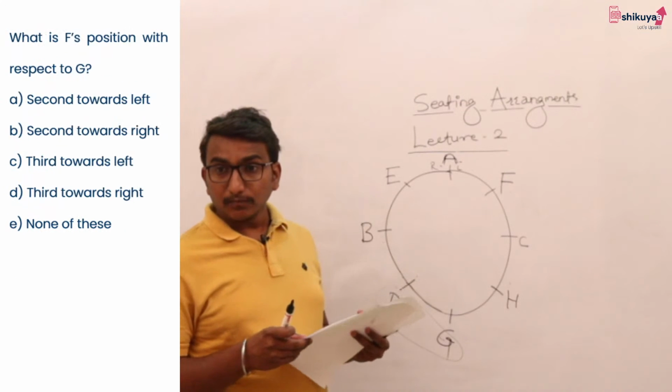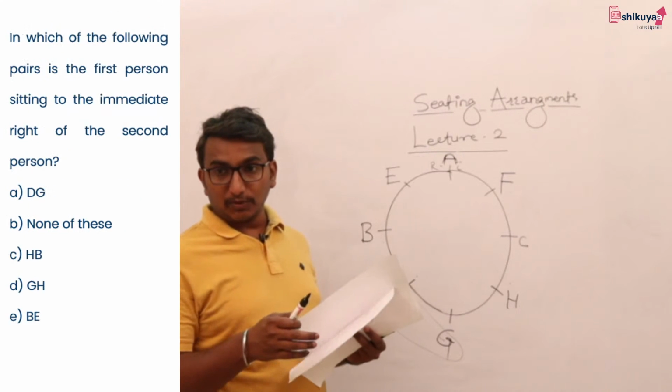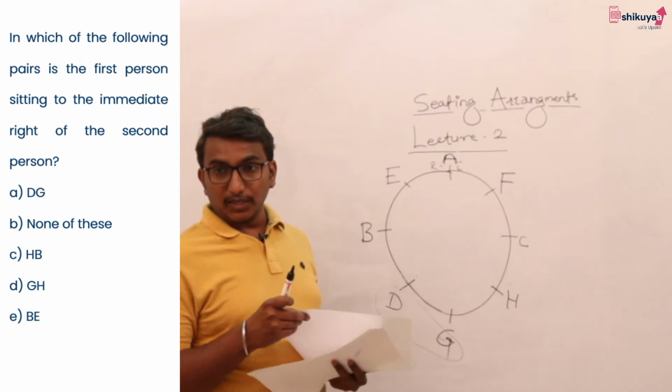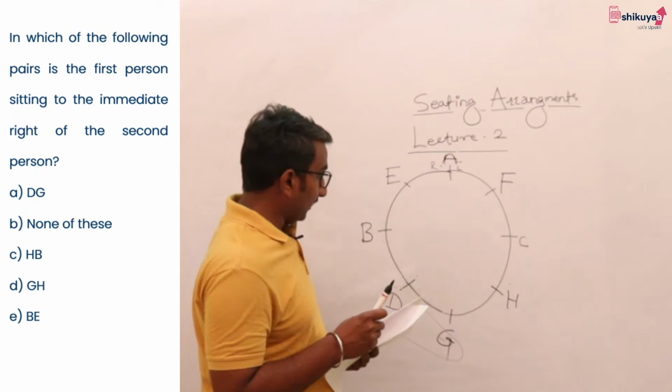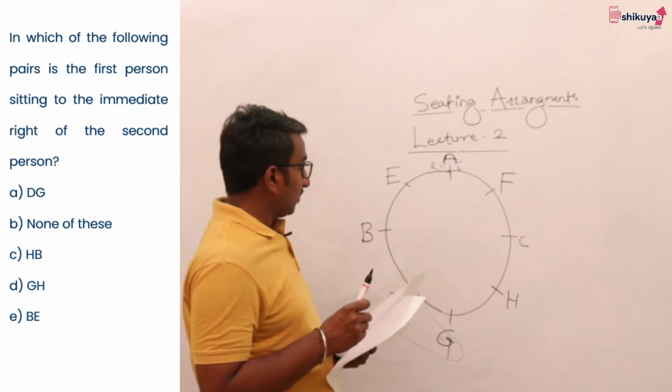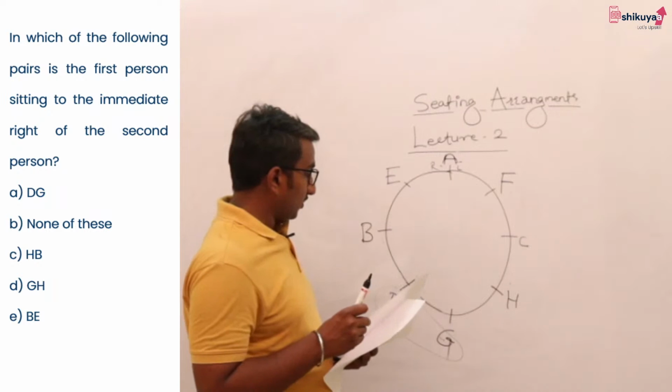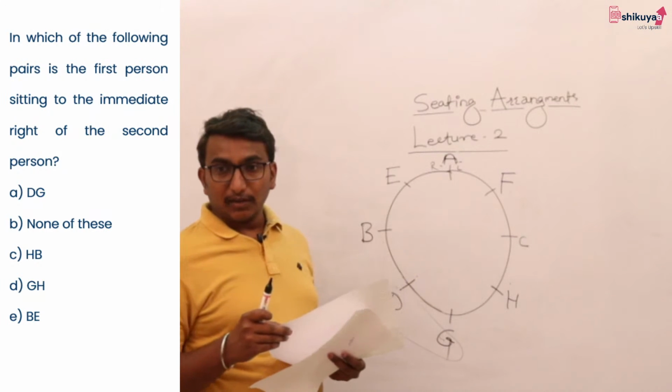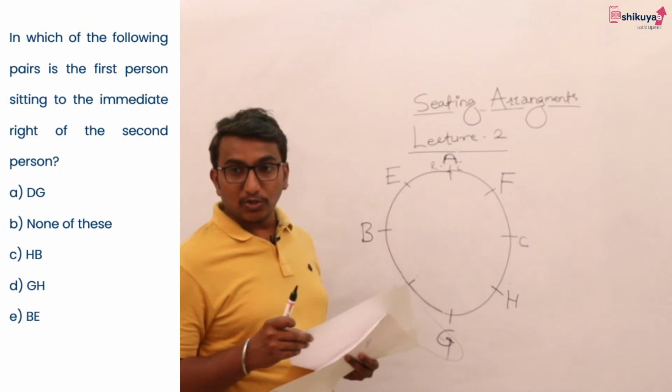Next, sorry, go to the previous one. None of these. HB, are they? No, HB is not correct. GH is also there. BE, yes, BE is also there.